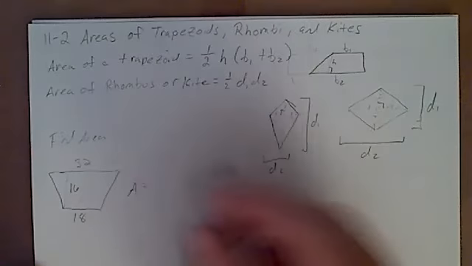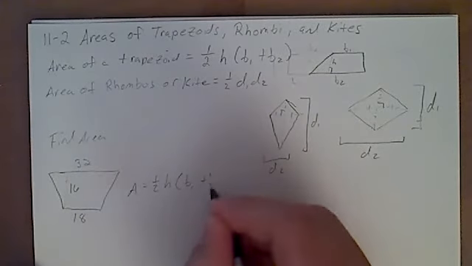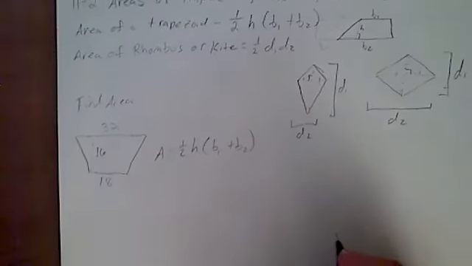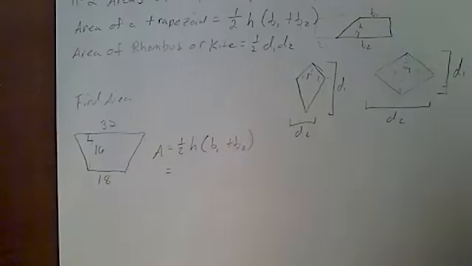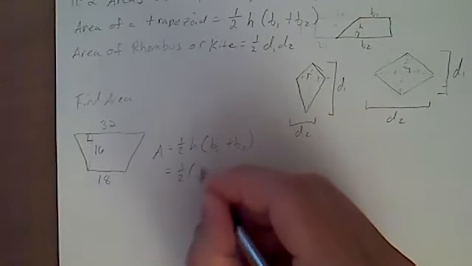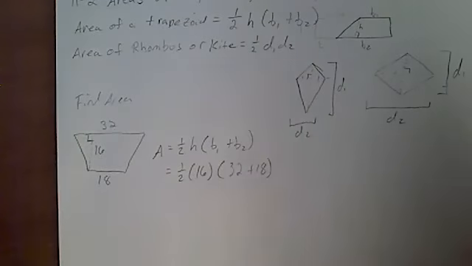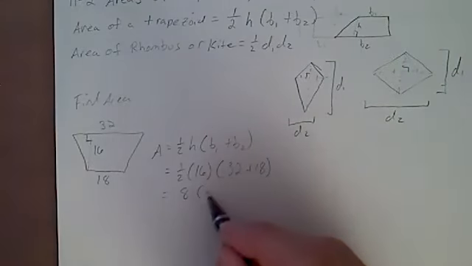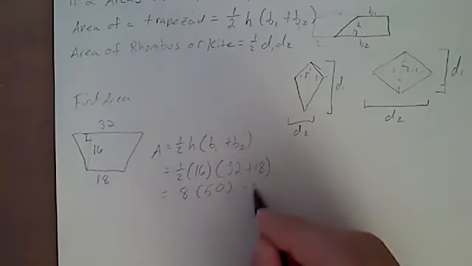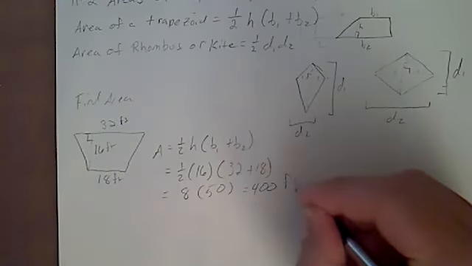We have area is 1/2 the height times base 1 plus base 2. The height here is 16, right? So we have 1/2 of 16 times 32 plus 18, or 18 plus 32. 1/2 of 16 is 8 times 50, that is 400. This was all in feet, and our area is feet squared.